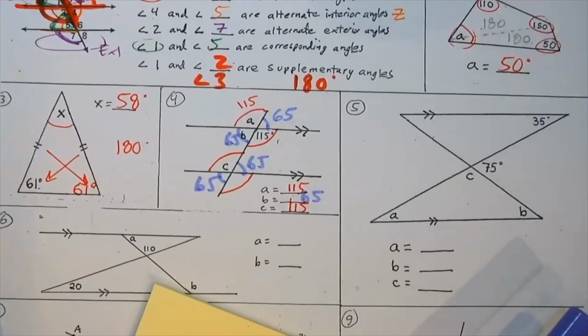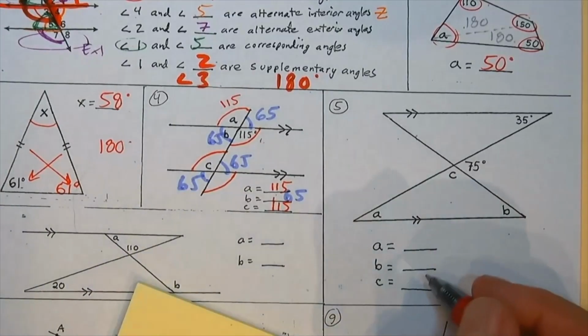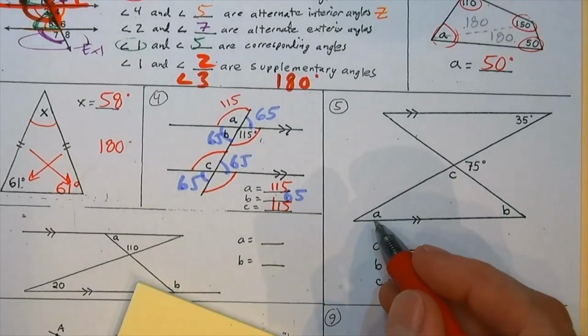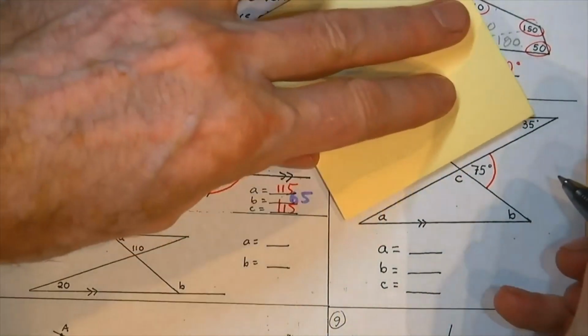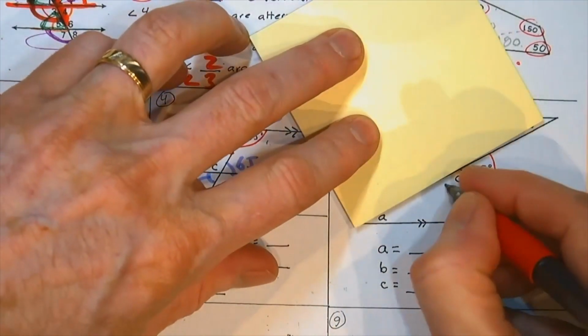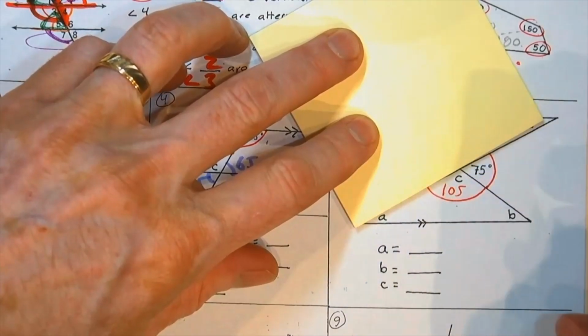Okay, next drawing. Oh, what do we got here? It says A, B, and C. Don't think you have to do A first. That looks hard. Let's go right here. Let's see. This is 75. Well, oh, got a straight line. So why don't I fill in this one? This must be 105.